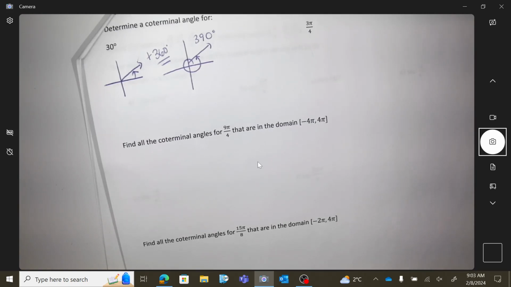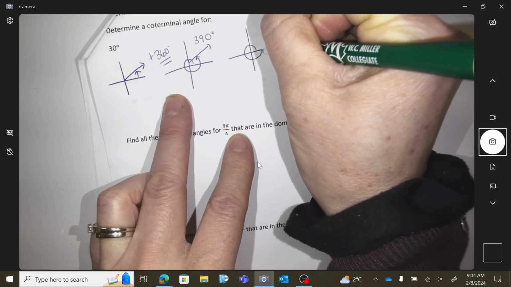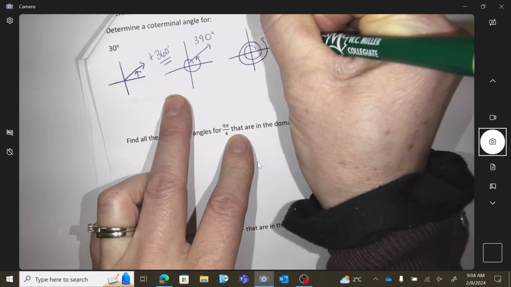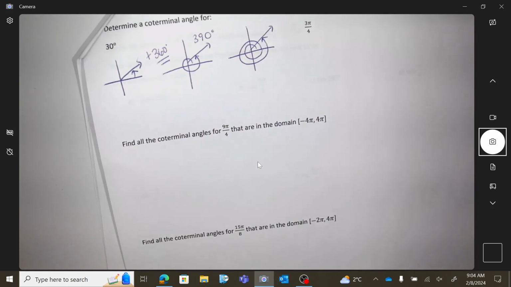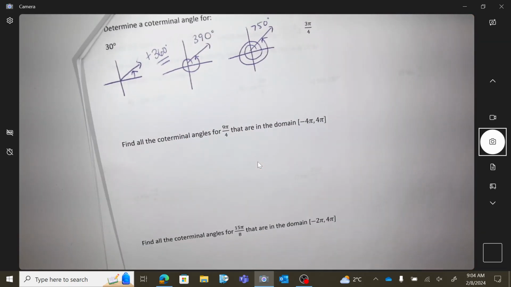Okay, now, you know what else I could do? I could spin. I could do it like that. I could do 2 spins and then land there. Okay, what would that number be? That would be 750 degrees, right? What else do you think you could do?